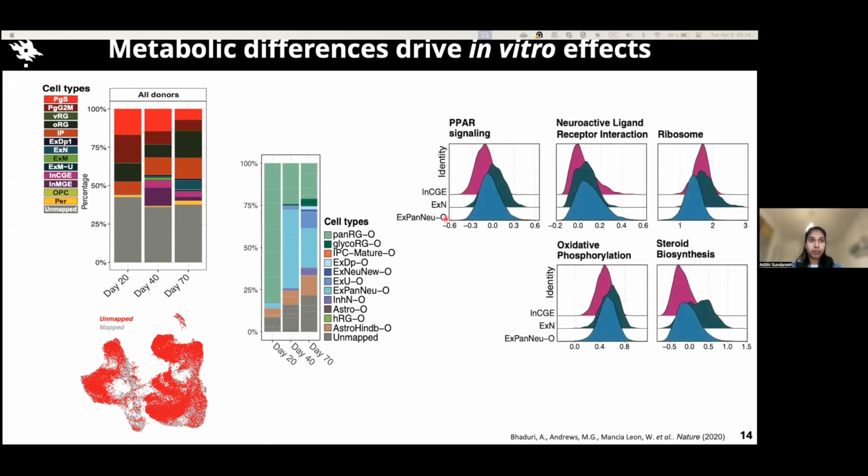For example, with a pan-neuronal cell type, we found that across many different kinds of metabolic pathways, they had an intermediate activation to either the excitatory or the inhibitory neurons, and this could possibly lead to the inability to pass the bottleneck of subtype resolution.